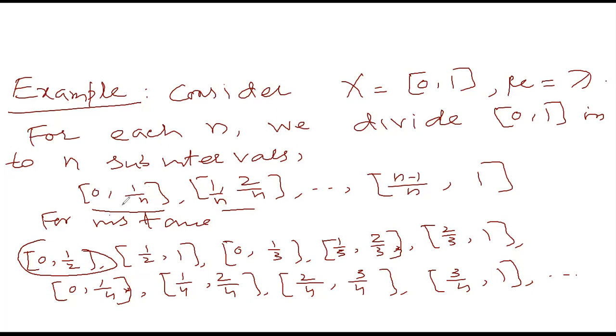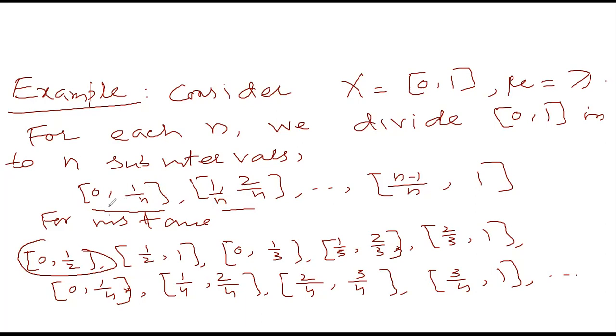The function fn, which is the characteristic function of the mth sub interval, will have value equal to 1. And if you continue this process, say n plus 2, we have say m2 sub interval, then the value of the characteristic function of this m2 sub interval will be equal to 0.